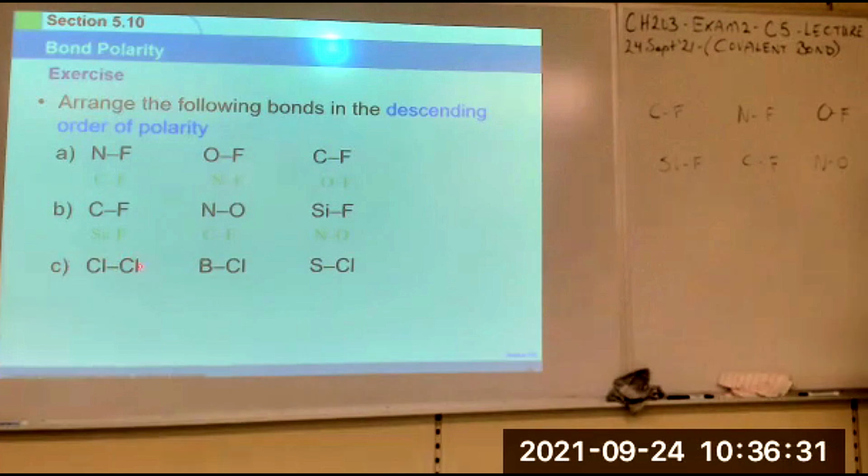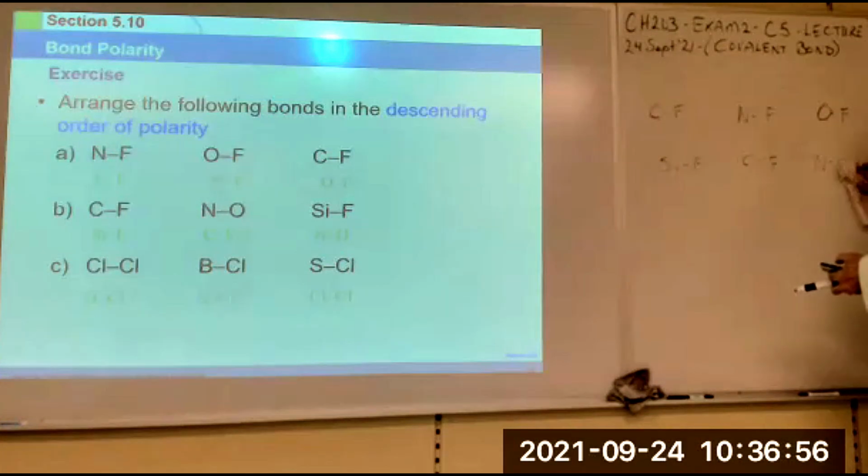This is a nonpolar bond because those atoms are equal in electronegativity. Boron and chlorine, look how far apart they are. Sulfur and chlorine, they're closer together. So this would be the least polar, this would be next, and this would be the most polar. So we have boron, sulfur, and chlorine.